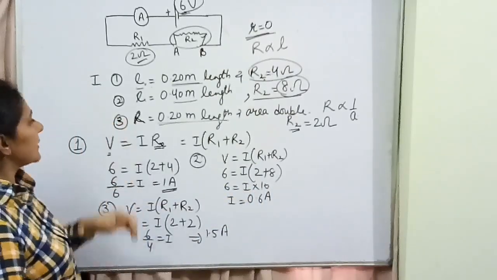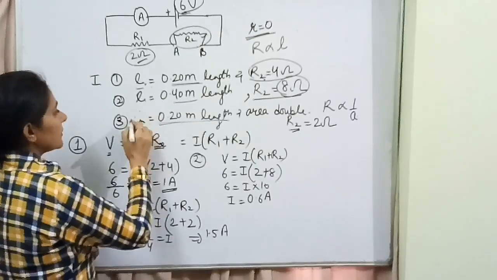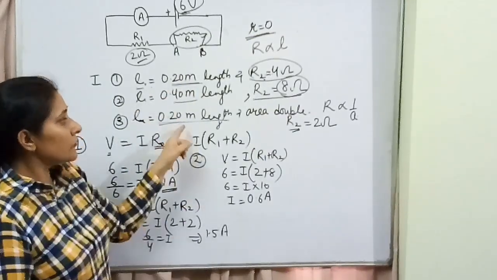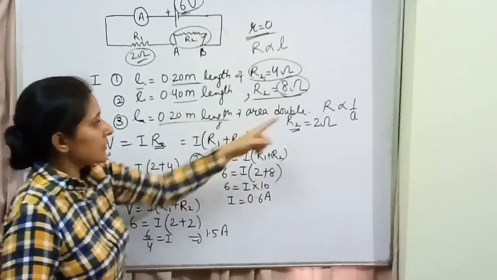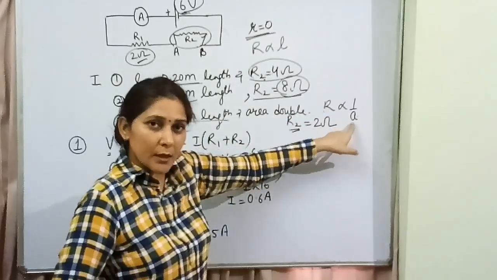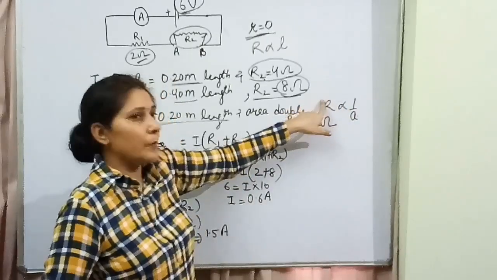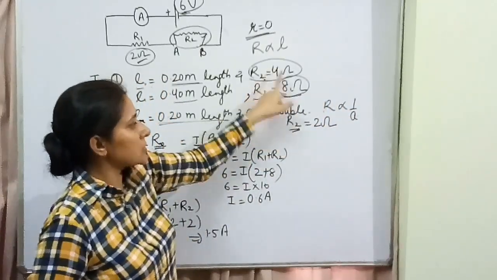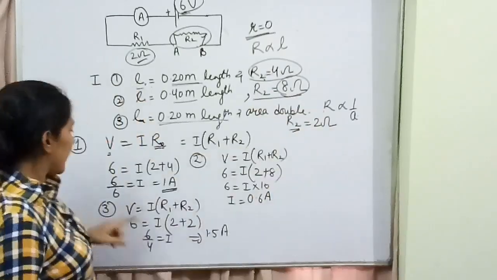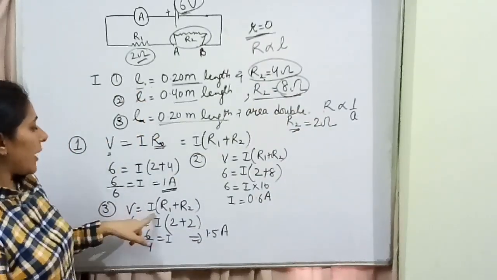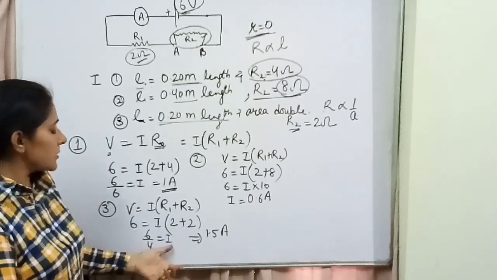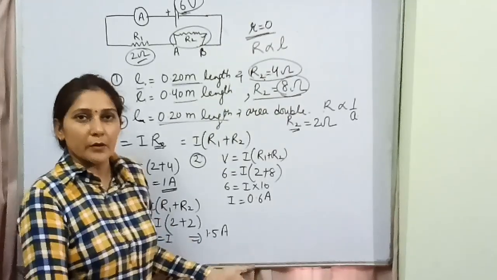The third part, they are saying the length will remain 0.2 meter. That will remain the same as that of the first part. But the area of the same length will be doubled. Resistance is inversely proportional to area. If area is doubled, resistance will be half. So this way the value of R2 comes to us, that is half of this, that will be 2 ohm. Then again we are going to find out V is equal to I (R1 plus R2), and substituting the values of these two we get I is equal to 1.5 ampere.